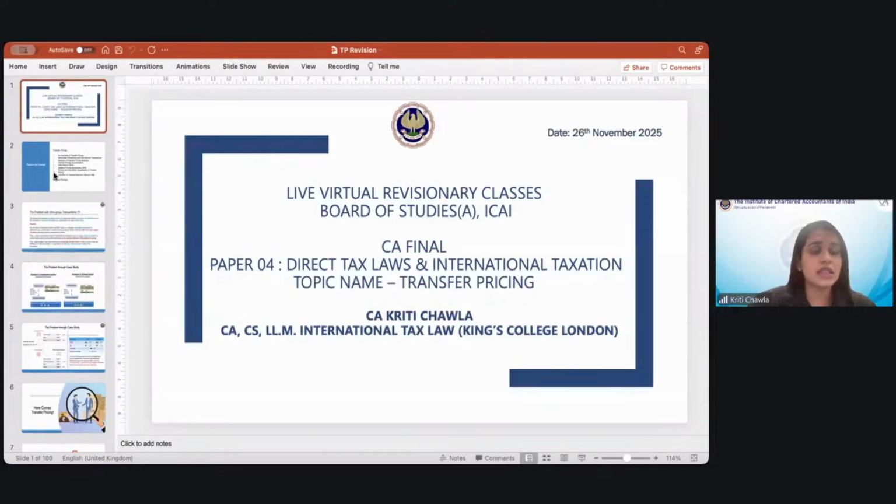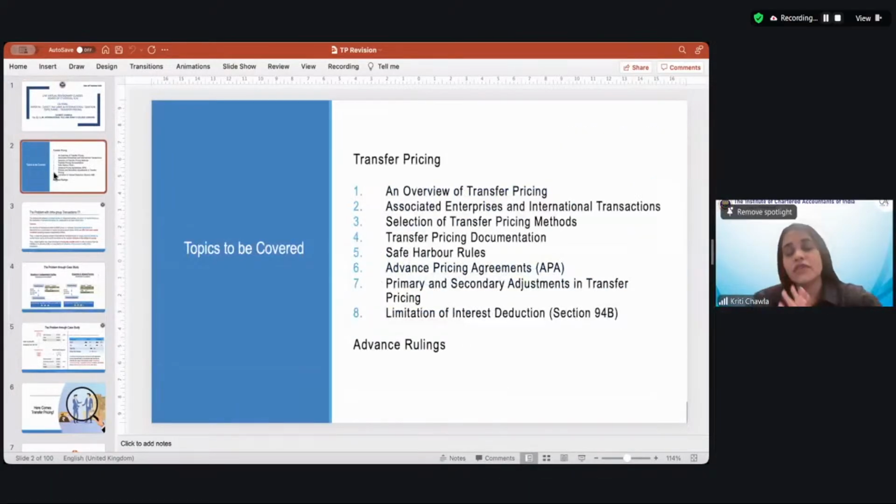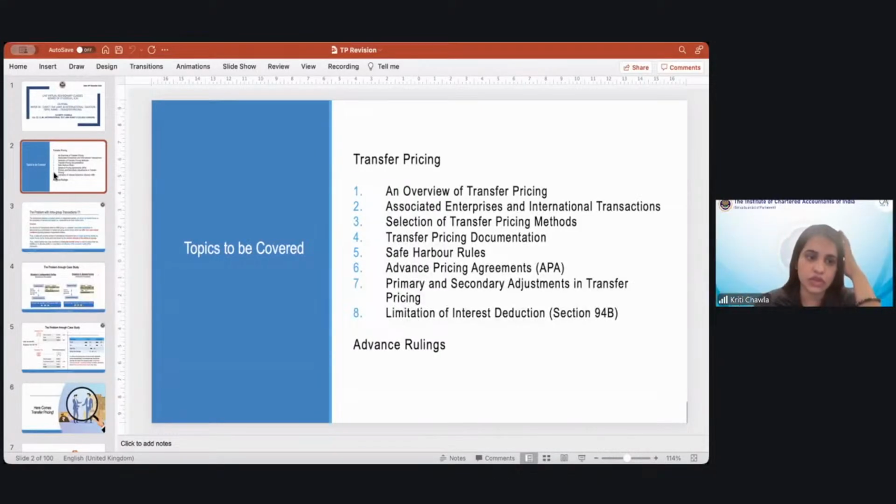These are the topics that I have allocated for today. So we will be talking about transfer pricing in a lot of detail, and then we will go into a topic which is relatively small, called advance rulings. When it comes to transfer pricing, we will start with an overview. I will tell you what transfer pricing is all about.